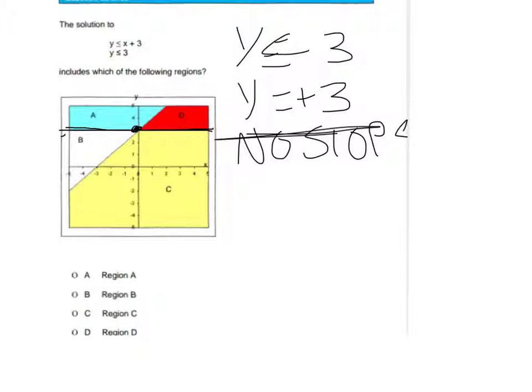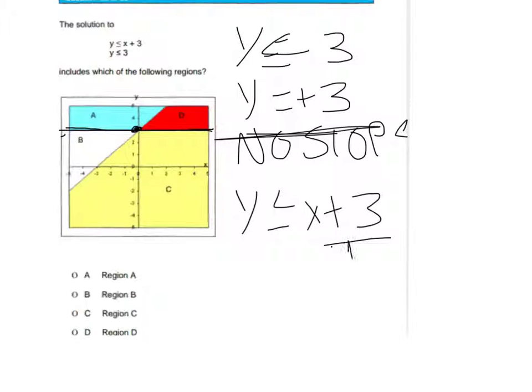And then after that, we're going to do the other equation, which is y less than or equal to x plus 3. So first, we already have our y-intercept right here, so we don't really need to do anything else for this. We already have it.